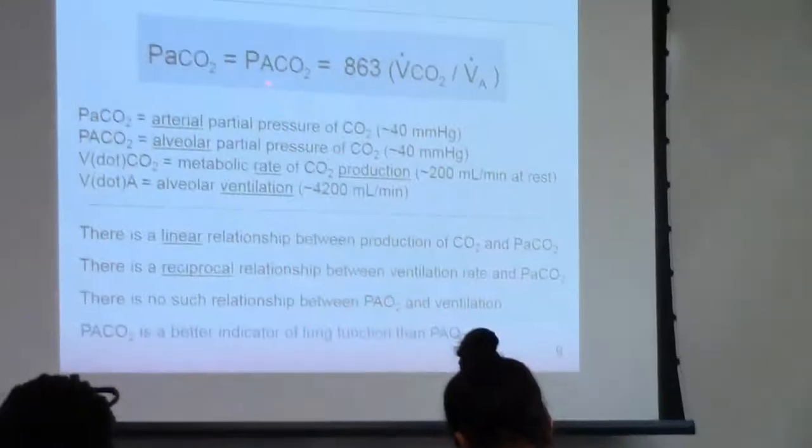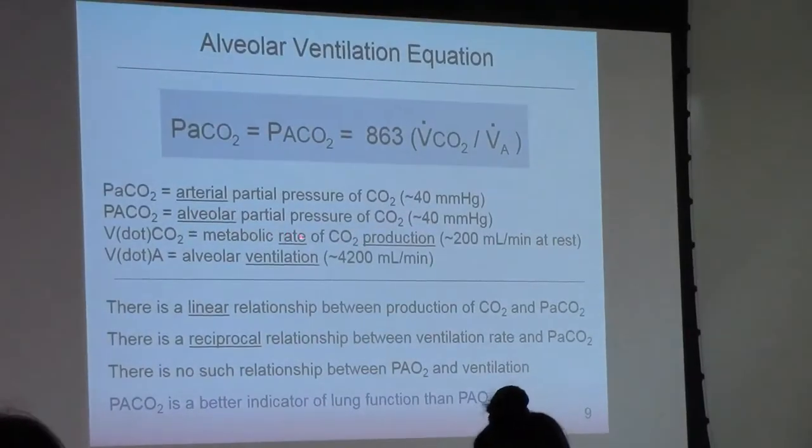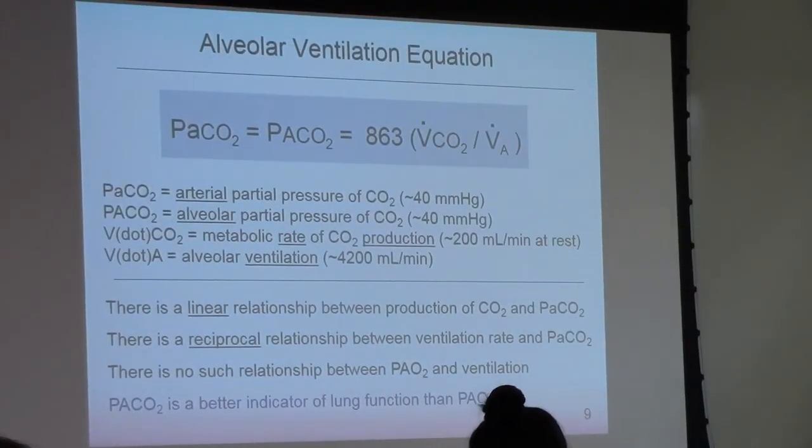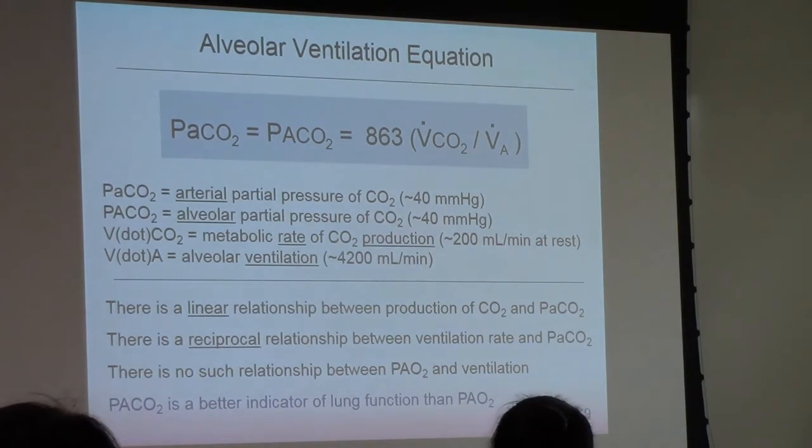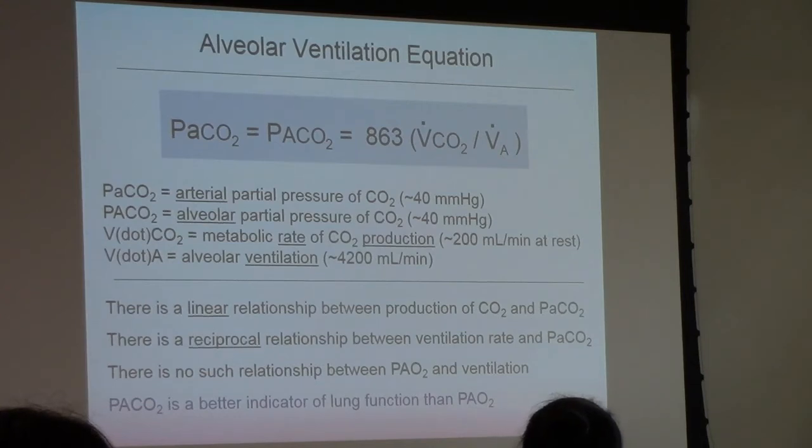And at rest, V dot CO2 is the metabolic rate of CO2 production. Sitting, resting, you produce about 200 milliliters, it's a volume term, 200 milliliters of CO2 at standard temperature and pressure, right? So that's why we have to think about standard temperature and pressure, but a gas occupies a volume. So you produce about 200 milliliters of CO2 gas at standard temperature and pressure at rest.